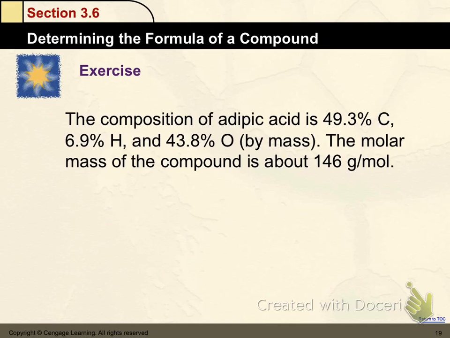Let's try an exercise with this idea. We've got something called adipic acid. And we know that adipic acid has 49.3% carbon, 6.9% hydrogen, and 43.8% oxygen by mass. And then we get a molar mass of the compound. And in a second, we'll talk about where these percentages come from and how we know these percentages. My question to you is, develop the empirical formula for adipic acid. So let's do that now.